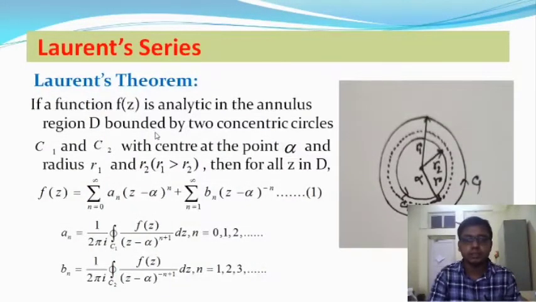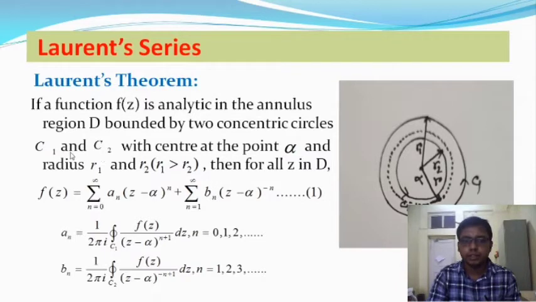Here is the statement. If a function f of z is analytic in the annular region D, and annular region means, okay, this is actually the annular region. There are two circles, C1 and C2, and this portion is called the annular region. So D is the annular region bounded by two concentric circles C1 and C2. What do we mean by concentric circles? Concentric circles means any two circles whose centers are at the same point.